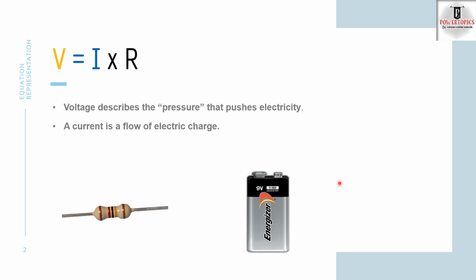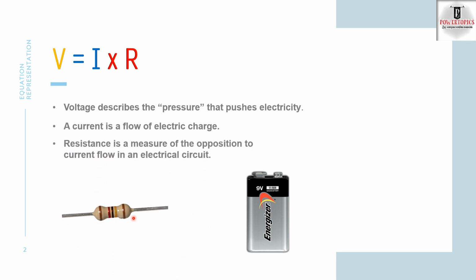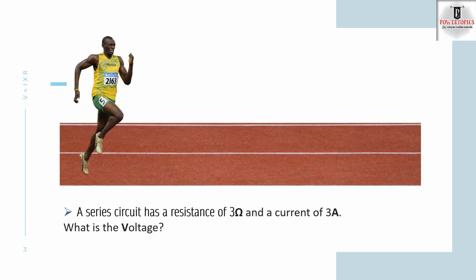I is the current. A current is a flow of electric charge. And R is the resistance. This is a resistor. Resistance is a measure of the opposition to current flow in an electrical circuit.